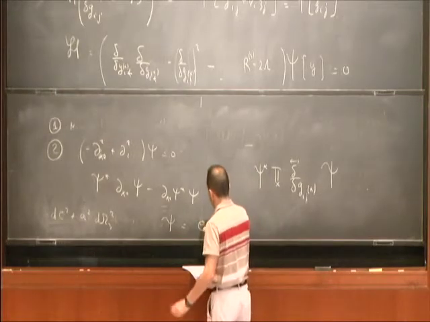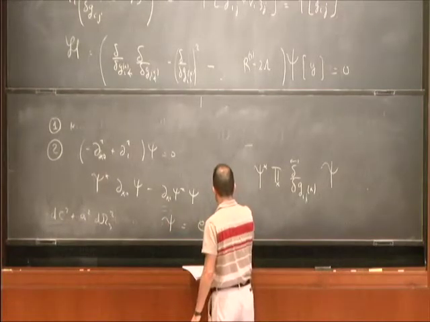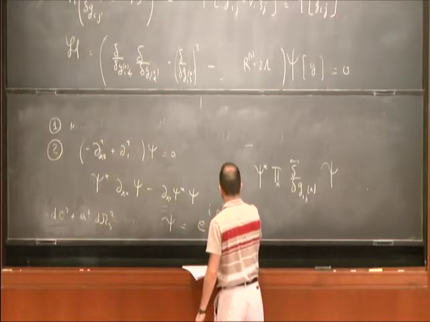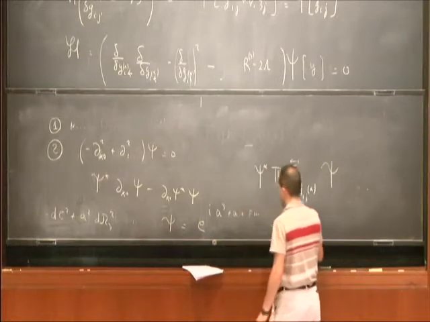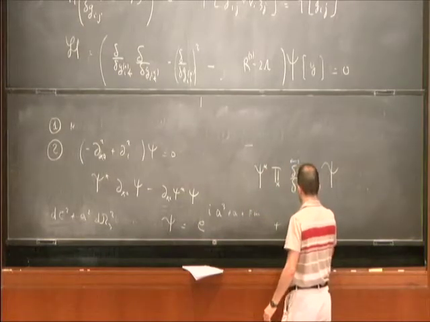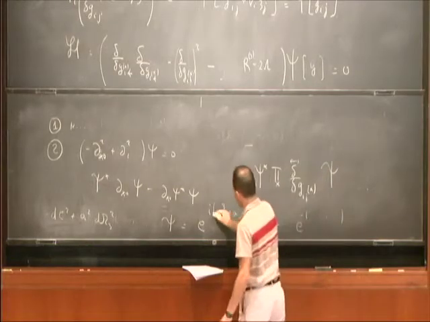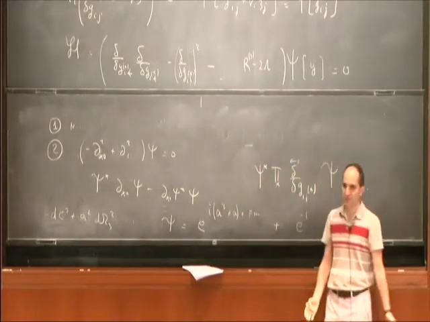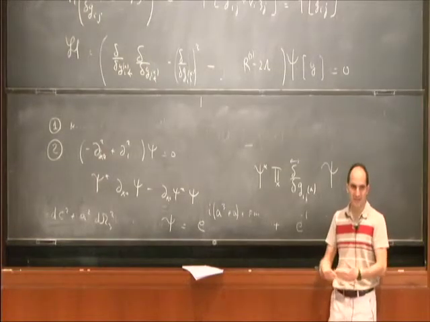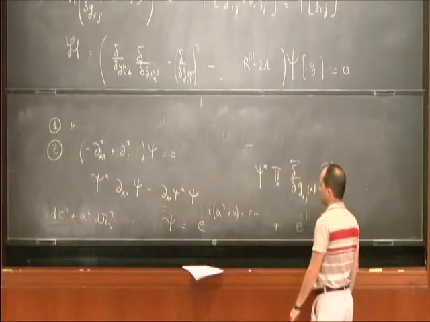So one, for very large a, behaves like a³ e^(i(a³ + a + finite)). And then there is another one that has the same thing with a minus sign. Okay. And each of these exponents is precisely the quantity that we were computing before. So when we were computing things semi-classically, we were computing precisely these exponents.